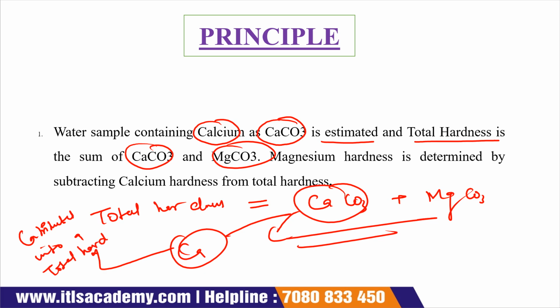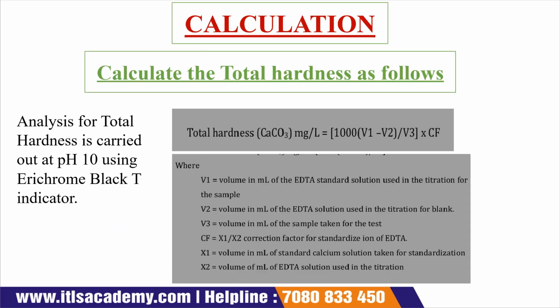Now the next is the calculation, because we are discussing the calculation method. So here we see the calculation part. Basically, the procedure is the titration method.